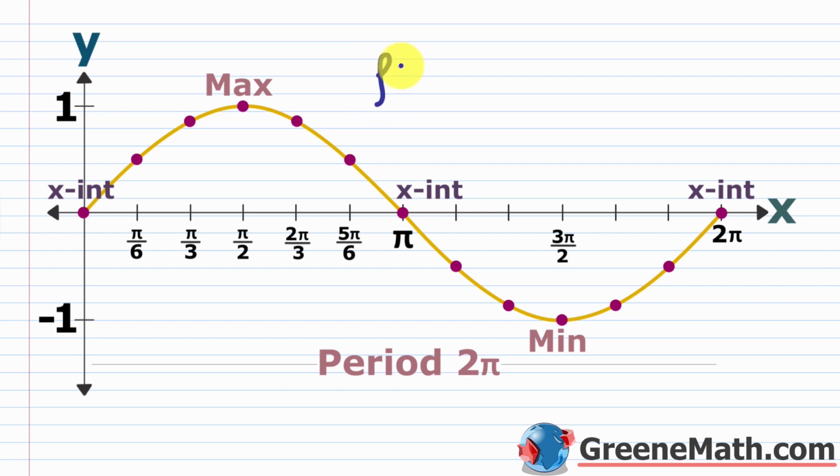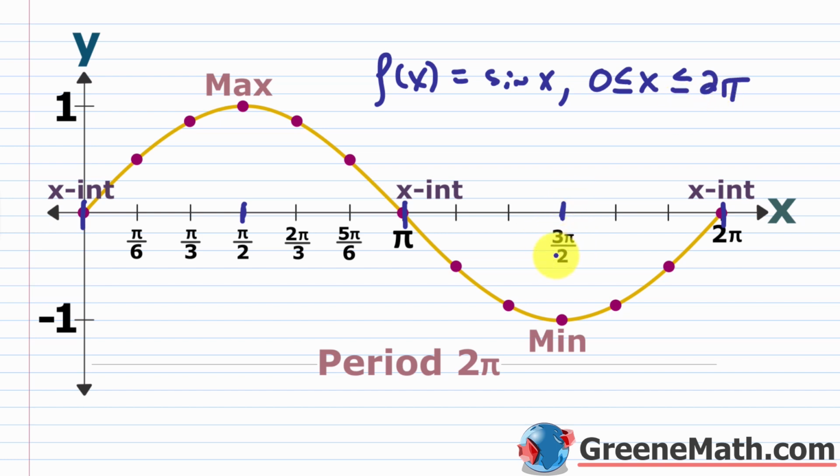Let me write this out again. So f of x is equal to the sine of x, for x greater than or equal to 0 and less than or equal to 2 pi. Your x-intercepts occur at the beginning, the middle, and the end of your period, okay? So 0, pi, 2 pi, okay? Then in terms of your maximum, it is going to occur a quarter way through the period, okay? So 2 pi divided by 4, or 2 pi times a fourth, that's going to give you pi over 2. And then your minimum is going to occur 3/4 way through your period. So 3/4 times 2 pi will give you 3 pi over 2, okay?